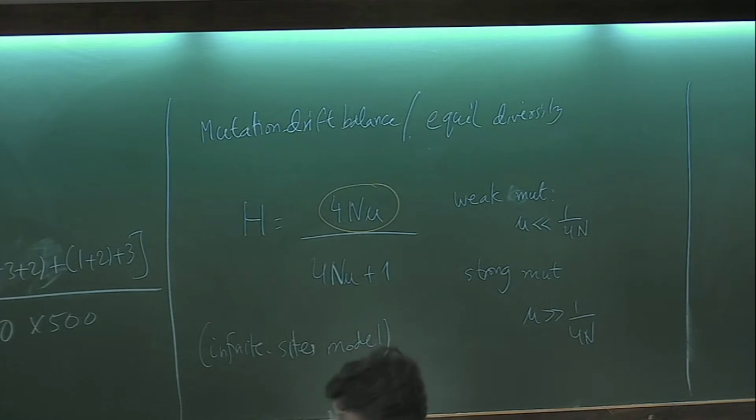It is the neutral mutation rate from 0 to 1 at a single site. The 4 comes from a calculation for diploids, and N is because of drift.